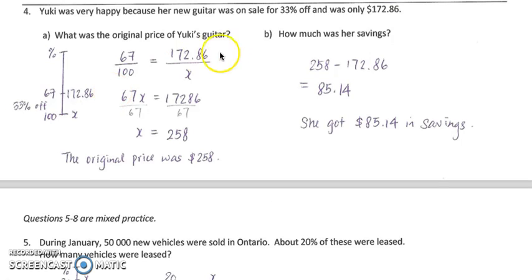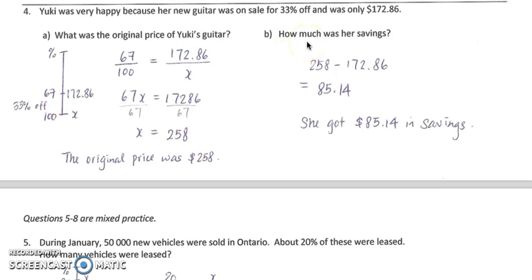So using the diagram, we have 67 over 100 equals x over 172.86. We cross multiply to solve this proportion. So multiply x to 67 and multiply 100 to 172.86, just like what you did in Unit C. So with 67x equals 17,286, to solve for x, we divide by 67. So x is 258. We say that the original price was $258.